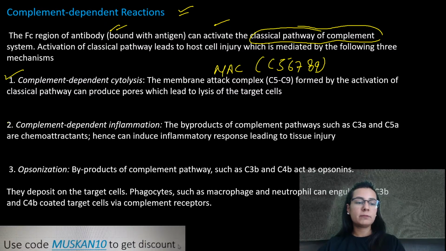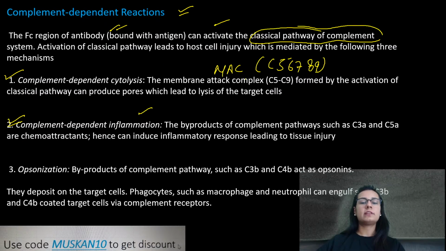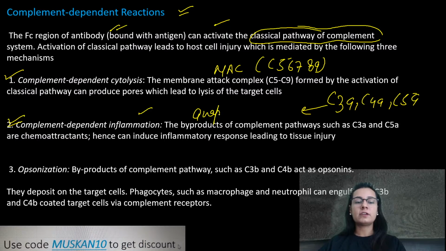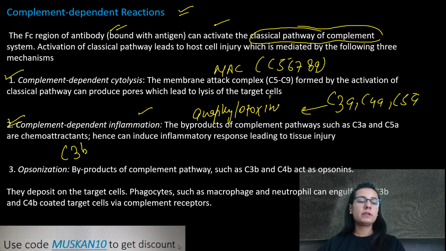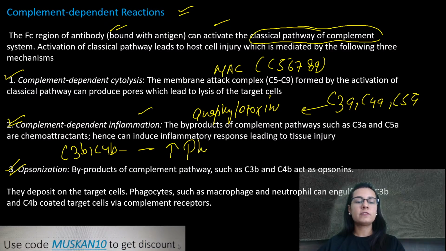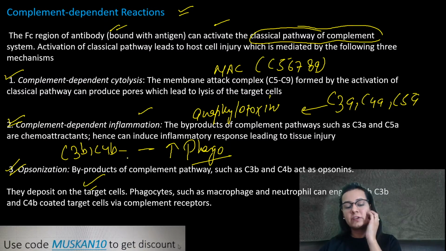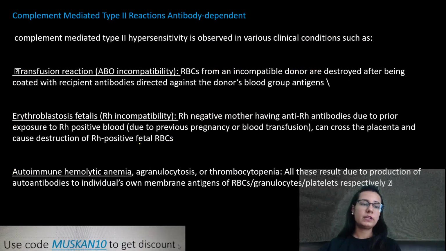Another is the complement dependent inflammation, क्योंकि complement pathway acquired immunity भी है, innate भी है, causes the inflammatory response, and the byproducts such as the C3a, C4a, C5a, they are anaphylatoxins causing the inflammatory reactions. Other than this, the C3b and C4b will cause the opsonization, increase the phagocytosis of the cells, and they deposit on the target cell and phagocytosis, right?